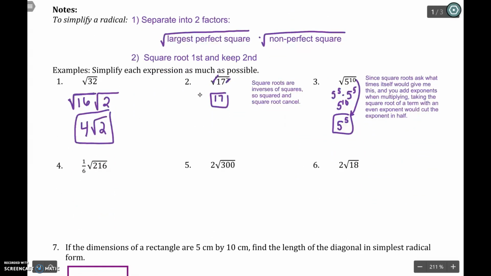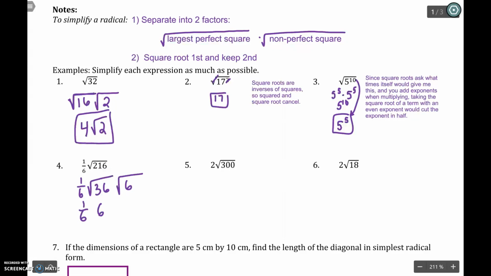Okay, on to this one. If we have this number in front, it's going to come down with us because it's a coefficient. And we're going to say what's the largest perfect square from the list above that goes into 216 evenly. And 36 is the largest one. It goes into 216 6 times. And then we can square root this 36. The square root of 36 is 6.